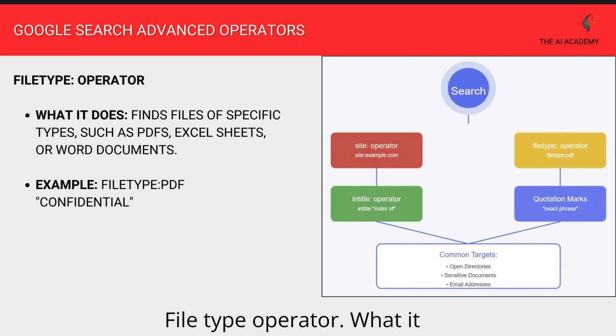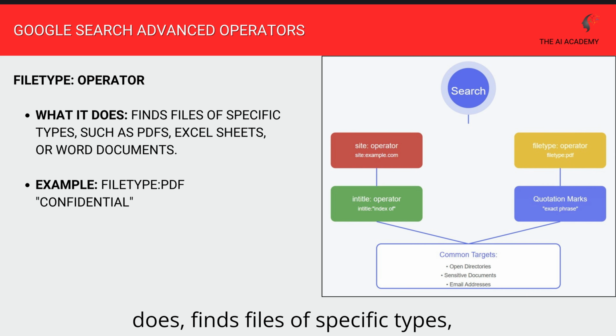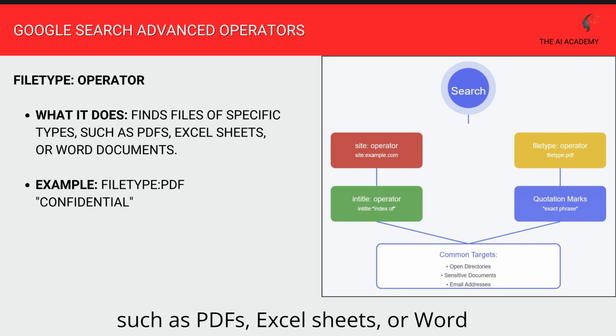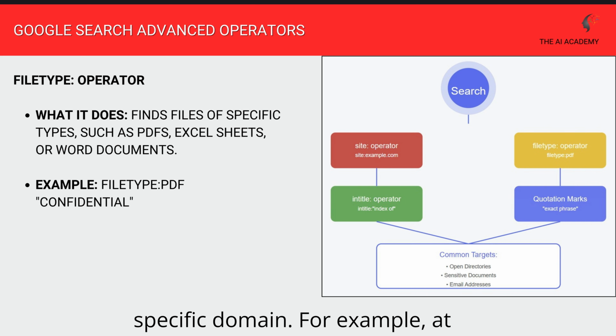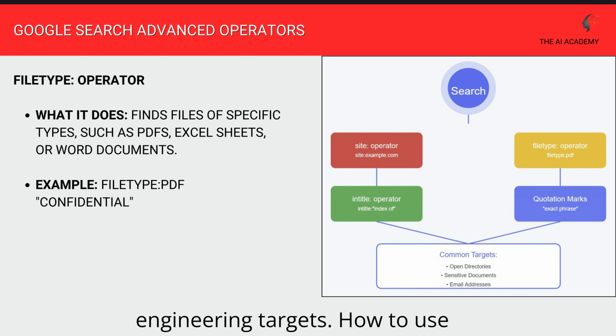Filetype operator. What it does: finds files of specific types, such as PDFs, Excel sheets, or Word documents. For example, filetype:pdf confidential. Practical use: locate sensitive documents containing keywords like confidential or internal. At operator. What it does: finds email addresses linked to a specific domain. For example, @example.com. The practical use may be: identifies email addresses for potential social engineering targets.